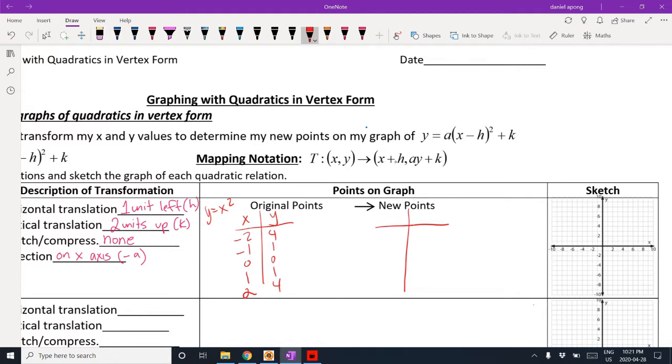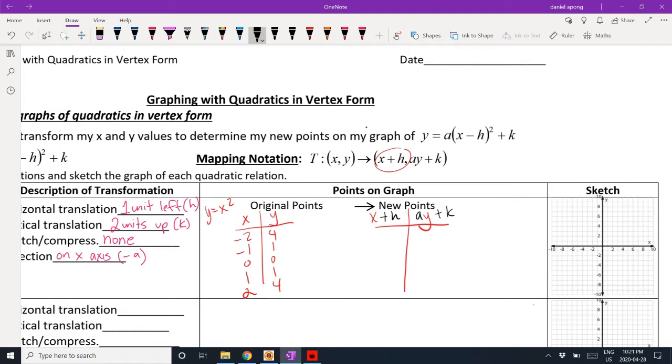So we do that by using this. So to our x values, we're going to add h, and to our y values, we're going to multiply it by a and then add k. So let's go, and I'll do some examples here. So I'll do one calculation, but then I won't show all of them. So we have our x, we have our y, and what we have to do to them.